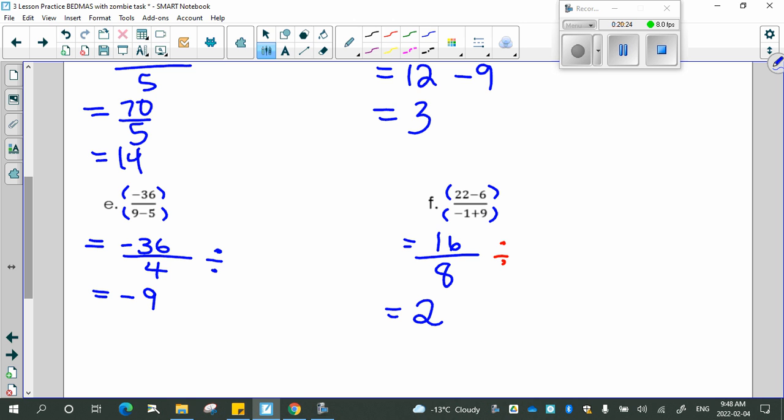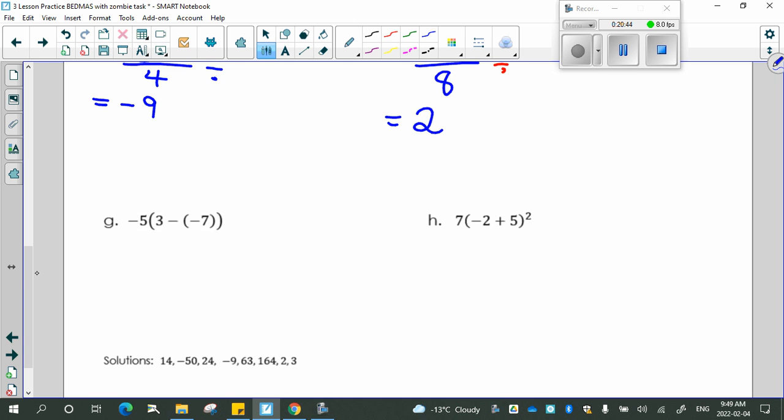Okay, so invisible brackets around the top and the bottom. 22 minus 6 is 16. Negative 1 plus 9 is 8. 16 divided by 8 is 2. Good? All right.